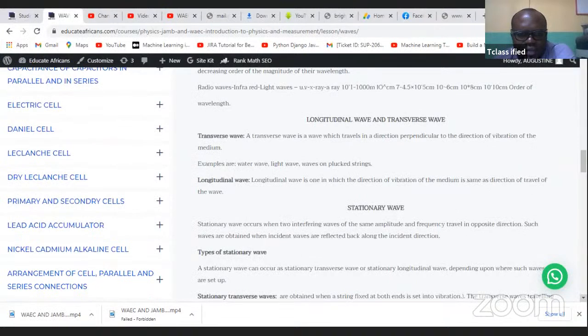We also have a stationary wave, which is formed when two interfering waves of the same amplitude and frequency travel in opposite directions. Such waves are obtained when incident waves are reflected back along the incident direction.